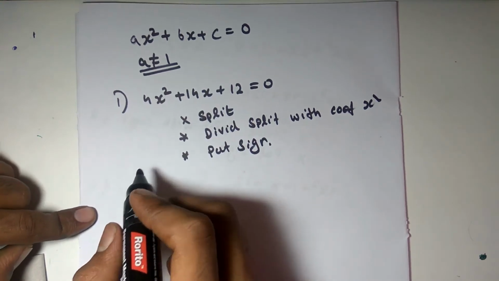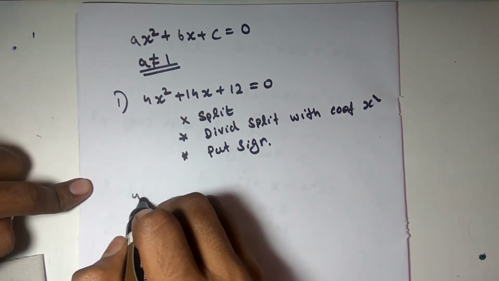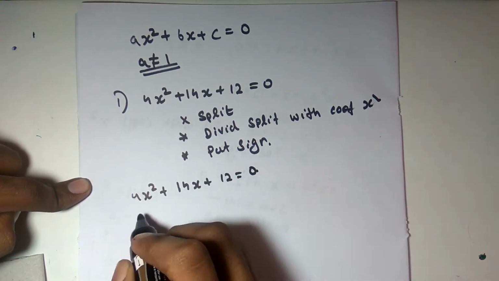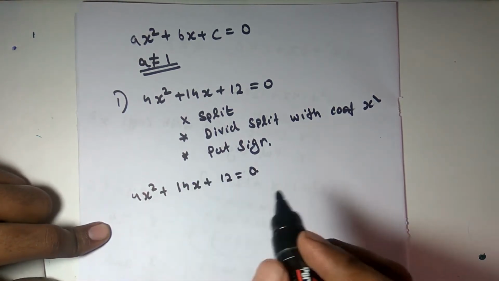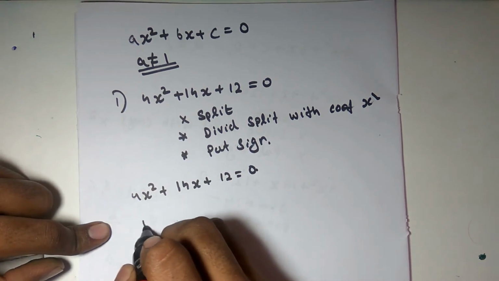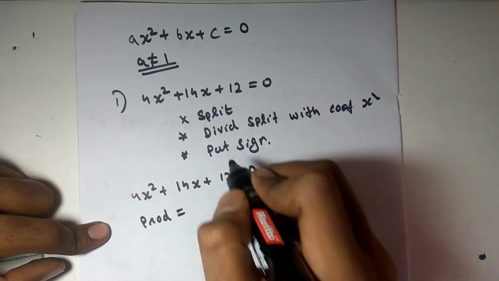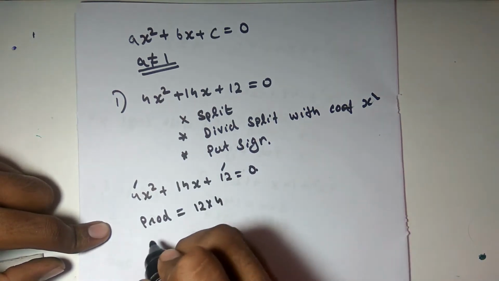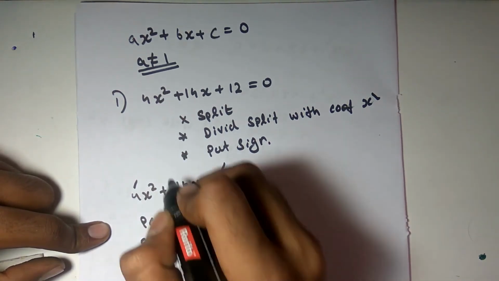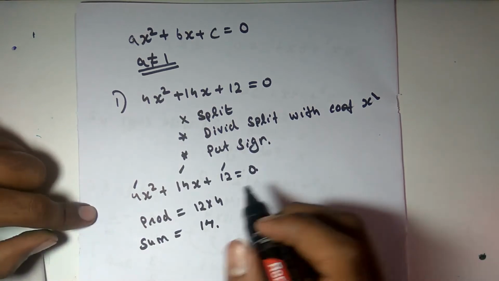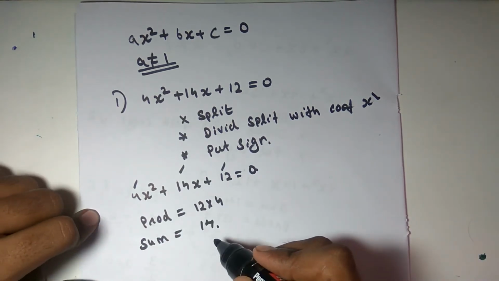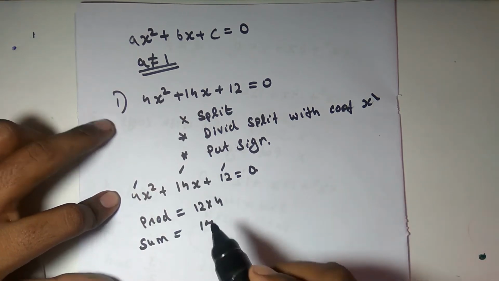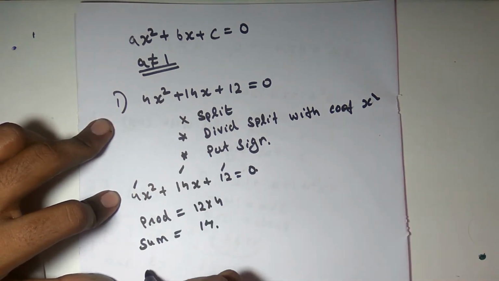Now we can do the problem. Here the problem is like this: 4x square plus 14x plus 12 equal to 0. For finding the split, the product of the split should be equal to 12 into 4, and the sum should be equal to 14. We don't need to multiply 12 and 4 and then factorize again. We have to do it another way.